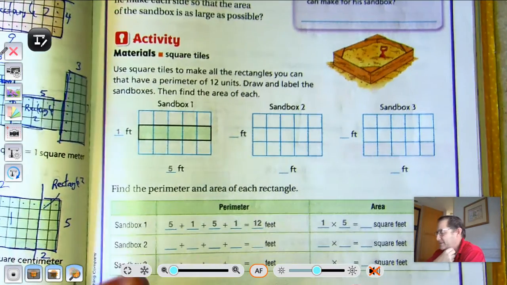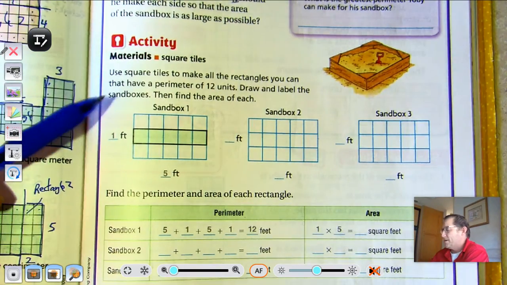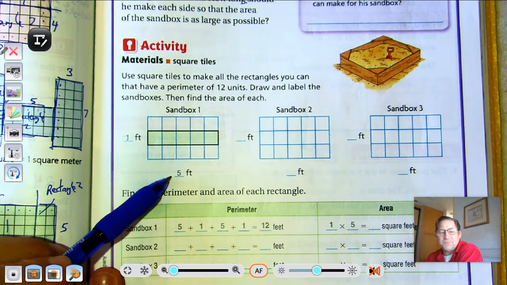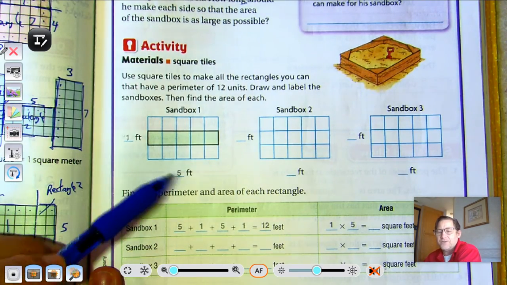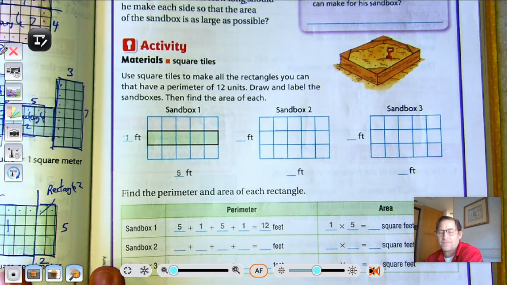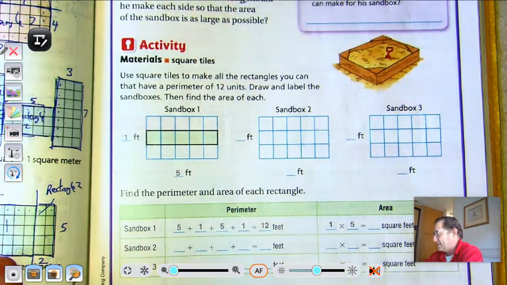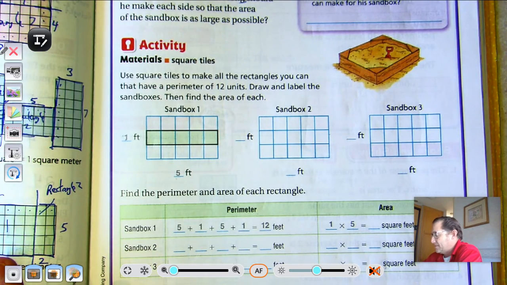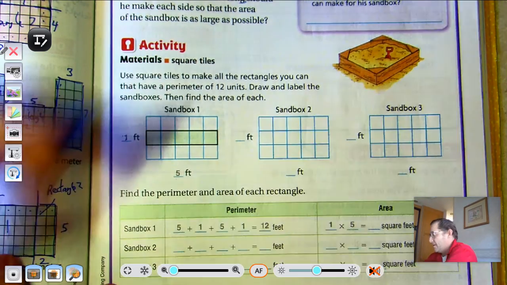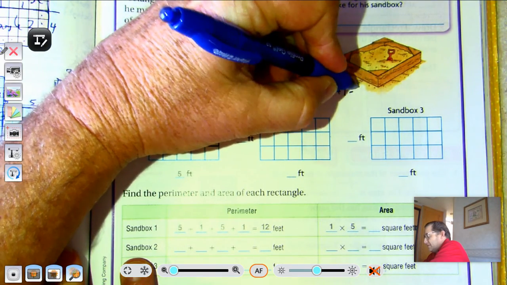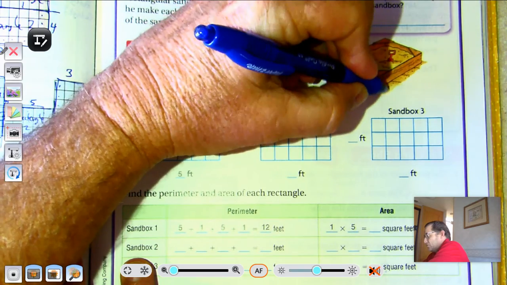Well, let's figure this out here. We know that he has 12 feet. So if two of the sides add up to 6, the other two sides also have to be 6. So 6 plus 6 would be 12, right? What's another way of making 12? So 5 plus 1 equals 6, and 6 times 2 equals 12.